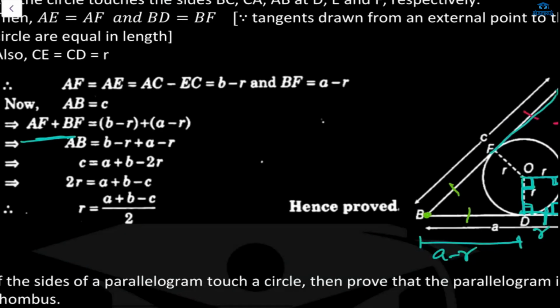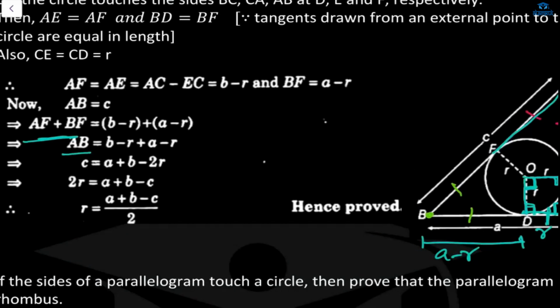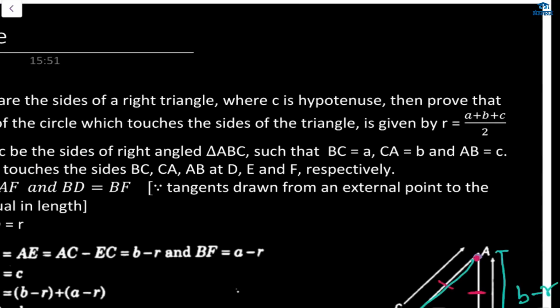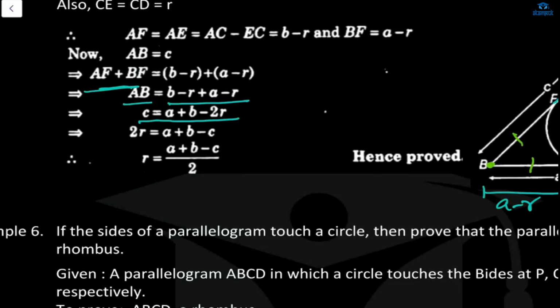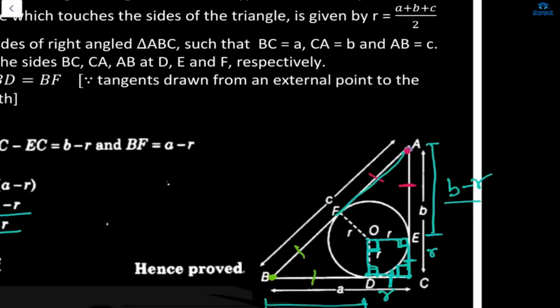So AB we have already got as C. The whole value of AB is C. So C is equal to A plus B minus 2R. If you solve this, 2R will be A plus B minus C, and the R value will be equal to (A plus B minus C) by 2. But here it is coming minus C, no? It is asking for (A plus B plus C) by 2.